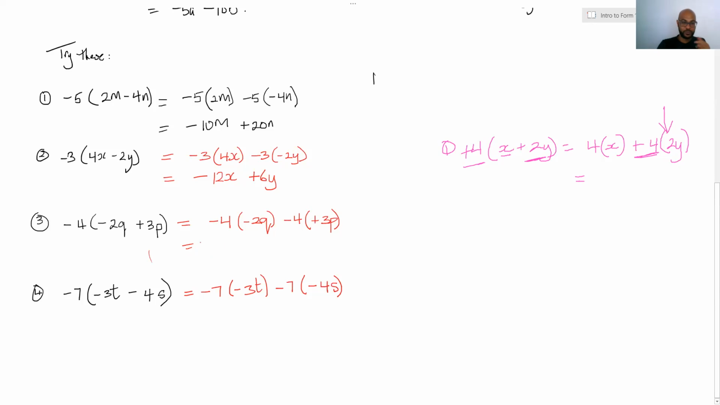So next I want to talk about number 3. We have a negative by negative here. That's going to give me a positive. 4 2s are going to give me 8q. Negative by positive here is going to give me negative. 4 3s 12p. Last one here. Negative by negative is a positive. 7 by 3 is 21t. Negative by negative is a positive. 7 by 4 is 28s. All right, everybody okay with that? Yeah.